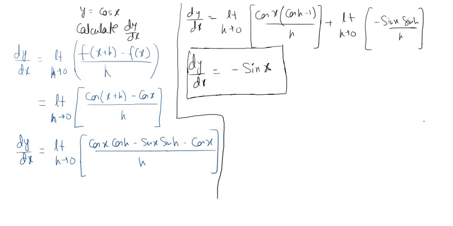So if you have any doubt in this, please ask. So for y equal to cos x, dy by dx is equal to minus sin x. Alright, let us now discuss the second one.